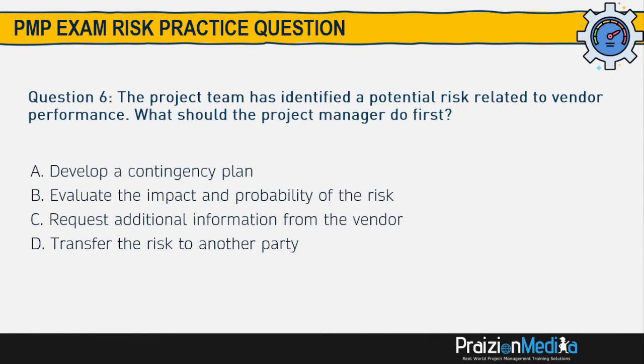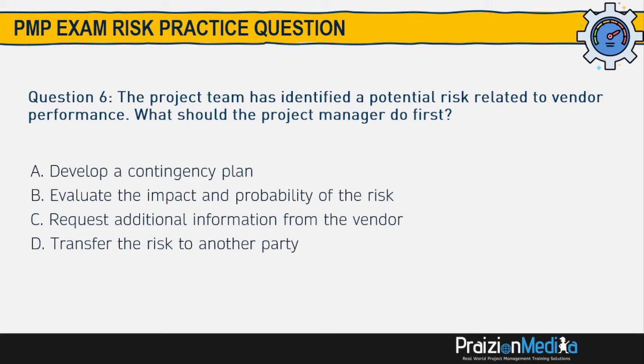Question 6. The project team has identified a potential risk related to vendor performance. What should the project manager do first? All right, if you need more time, use the pause button. Let's take a look at the options we've been given. So A, develop a contingency plan.